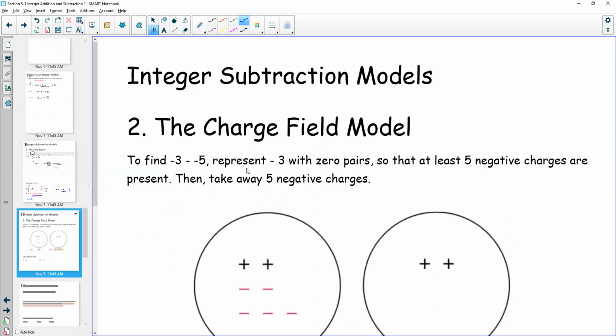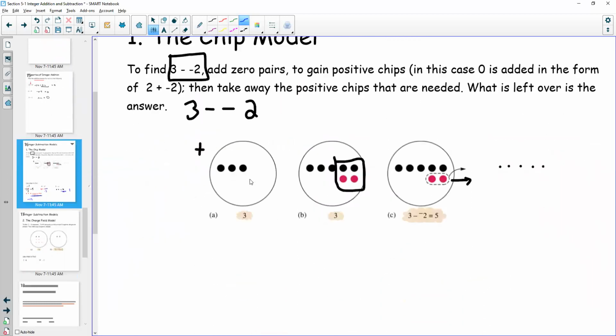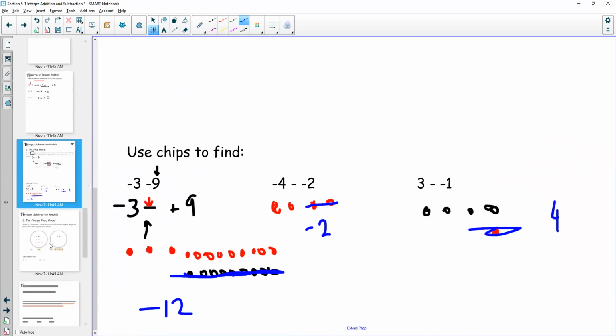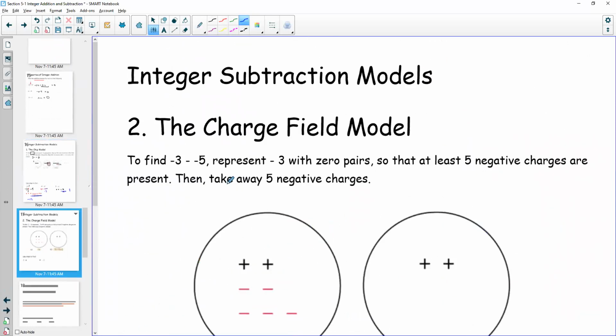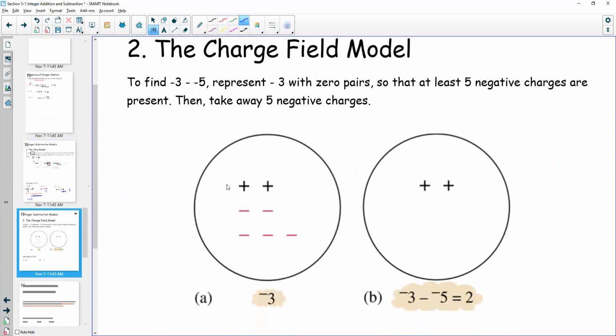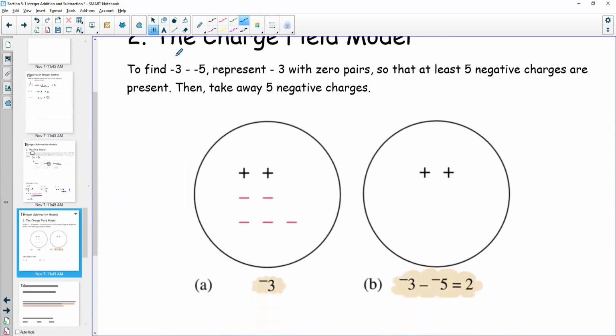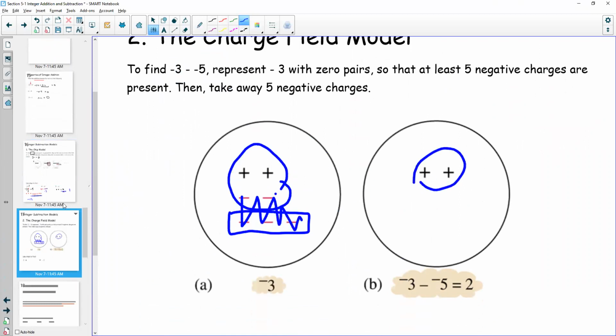Charge field model works the same way as what we just did here with the chips. It's just that I'm writing pluses and minuses instead of black and red chips, okay? So for this one, it's -3 minus a -5. If I have -3 to start with, and I want to take away a -5, I need 2 more negative chips. So I can add in 2 zeros. Then I can take out that -5, and I'm left with +2. Okay? -3, take away -5.